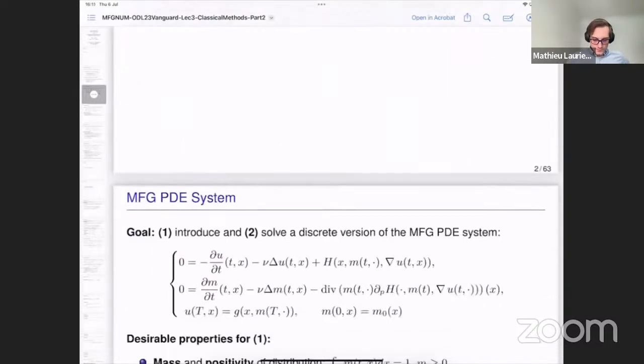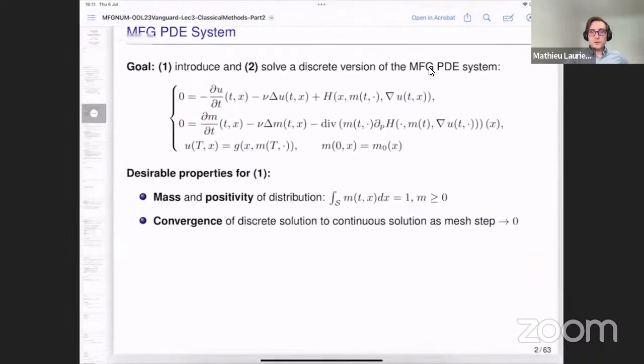All right, so when we think about schemes, there are a few properties that we might want to preserve. I already mentioned yesterday that discretizing is not always so trivial. Of course, you can do it in a very simple way, but maybe you will lose a lot of properties. So what are the kind of properties we would like to keep? Well, because m is supposed to be the distribution of the population, we probably want m to be non-negative, and we want m to have a total mass equal to 1 at each time step.